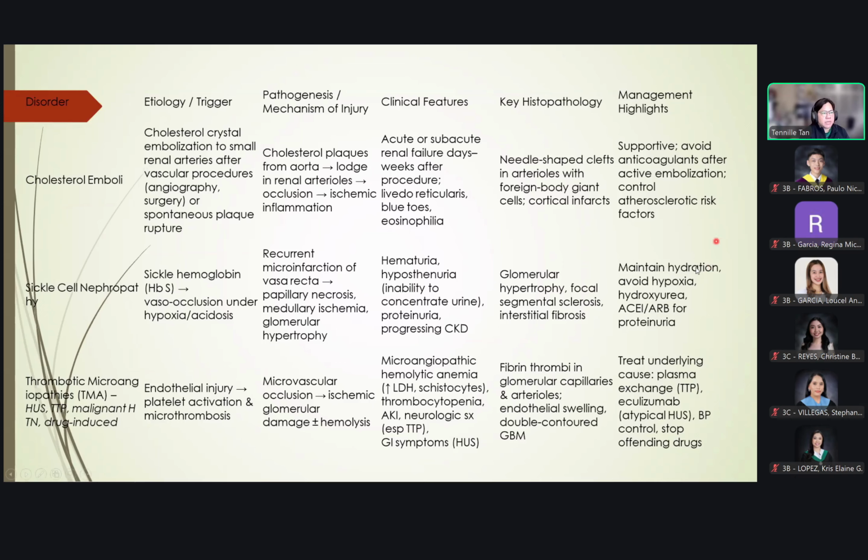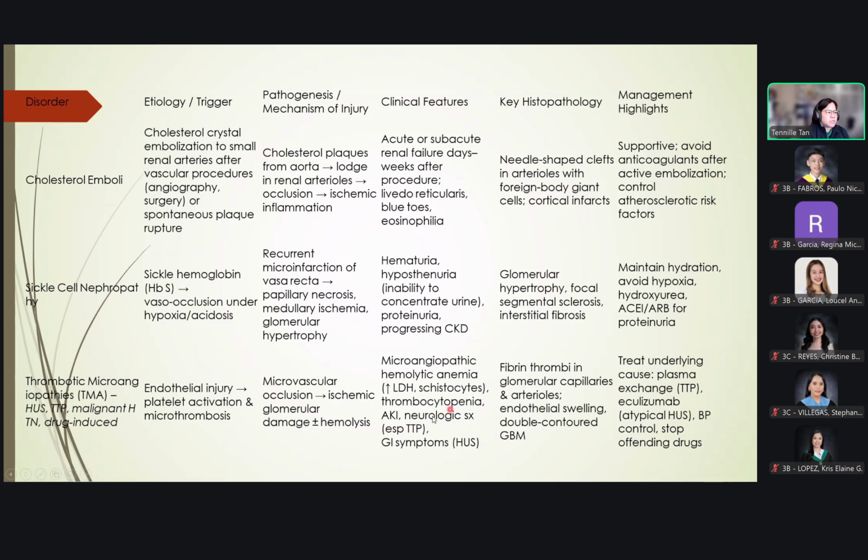Management is to maintain hydration and avoid hypoxia. Sometimes they give hydroxyurea as part of management for the sickle cell, and then ACE inhibitor or ARB for proteinuria. So for your TMAs, typically it's because of endothelial injury leading to platelet activation and microthrombosis. So pathogenesis: microvascular occlusion leads to ischemic glomerular damage, with or without hemolysis.